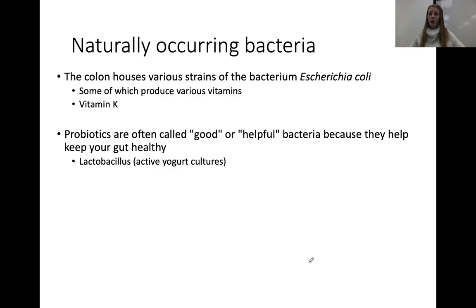There are naturally occurring bacteria in our bodies that help our colon digest food. You've probably heard of prebiotics and probiotics found in things like kombucha or yogurt. These also help produce various vitamins such as vitamin K. You've maybe heard of probiotics often being called good or helpful bacteria because they help with your gut health. You can take probiotics as a vitamin, or you can eat them, like I said, in yogurt or kombucha, and this just helps aid in the digestion of food. This is the one that is found in active yogurt cultures.